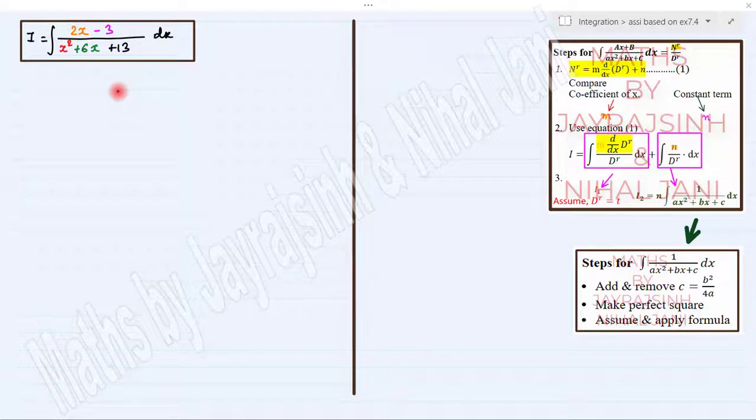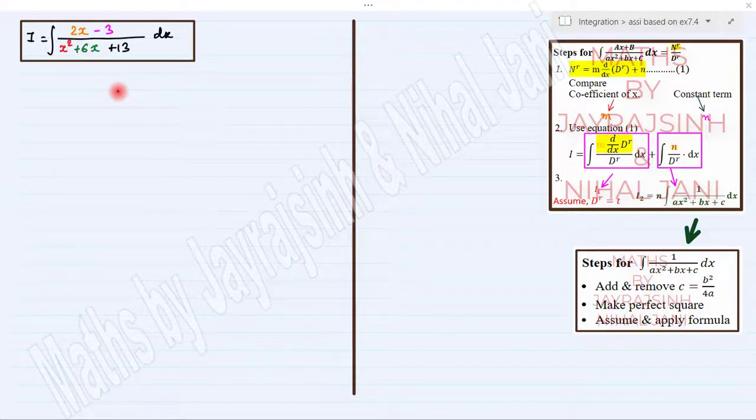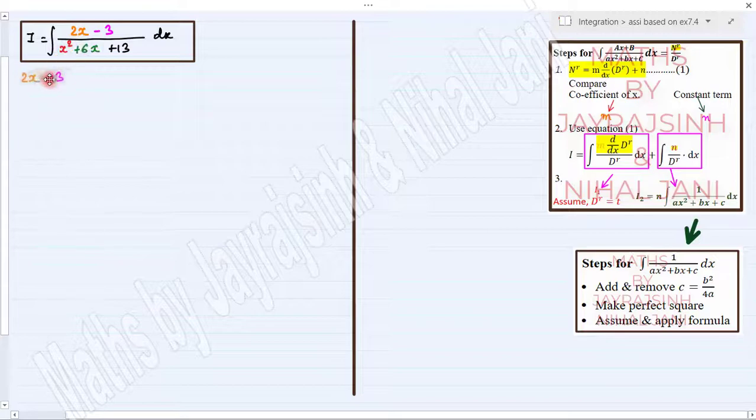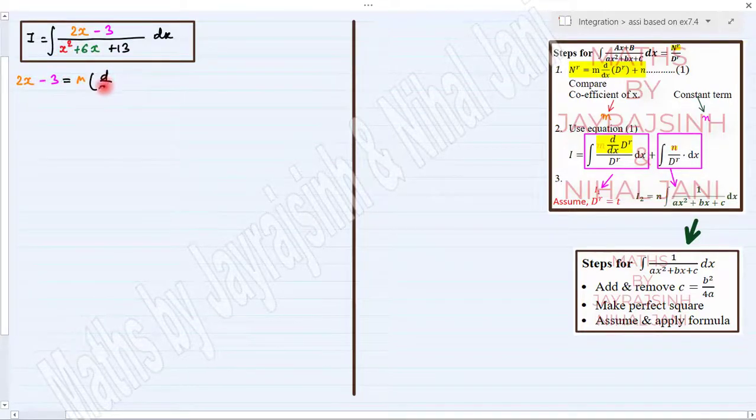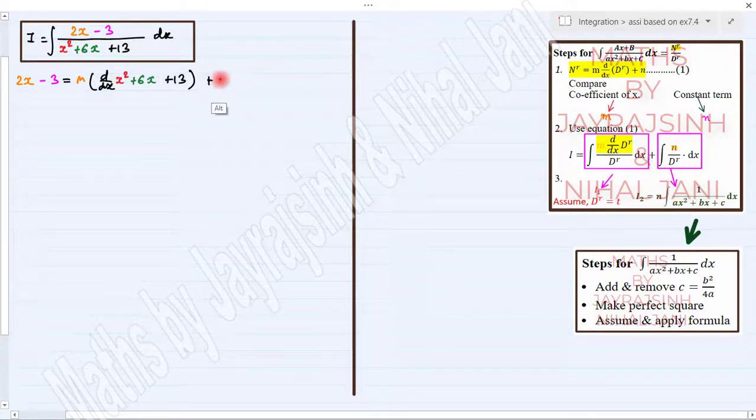In this question, we have to find the integration of (2x minus 3) upon (x square plus 6x plus 13), which is in the form of (ax plus b) upon (ax square plus bx plus c). Now, if you follow the standard step, your first step is to get your numerator in terms of m into the differentiation of your denominator plus n.